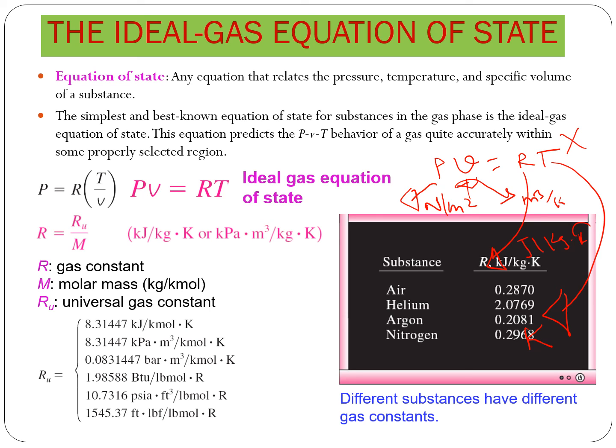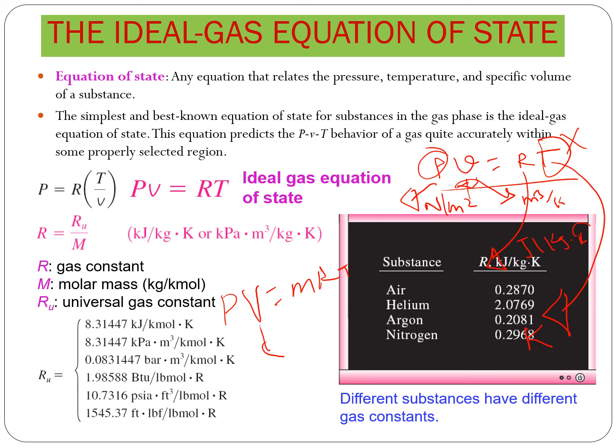So this should not be in Celsius. This pressure and temperature has to be absolute unit. So temperature in Kelvin or Rankine, pressure in Newton per meter square if you are using SI unit. And sometimes the same equation can also be written as PV equals mRT.